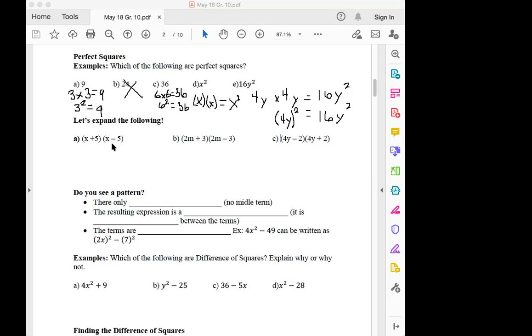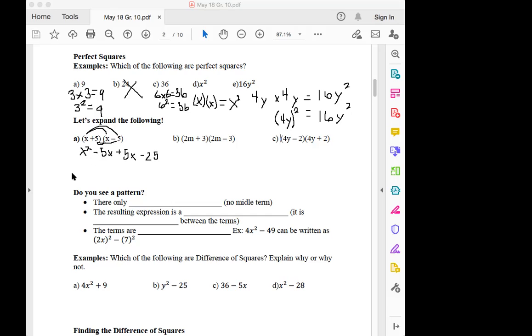As a little review from yesterday, we're going to look at expanding a little bit. If we look at our first one, we're going to FOIL. First, x times x gives us x squared. Outer, x times -5 gives us -5x. Inner, 5 times x gives us plus 5x. And last, 5 times -5 gives us -25.